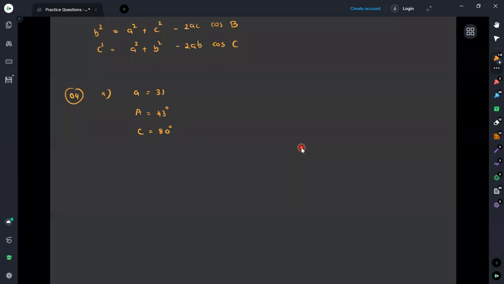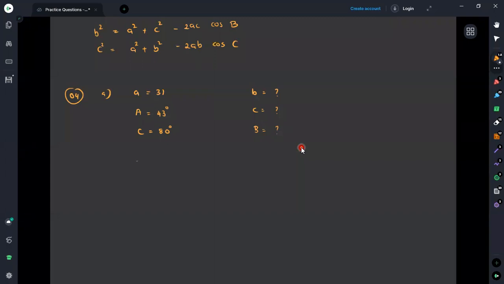This is the information that they have provided for us, and now they are asking us to solve the triangle, in the sense we need to find all three angles in the triangle and all three sides of the triangle as well. For the sides, we need to find the value for b and the value for c, and we need to find the value for the angle B. According to the summation of the internal angles of a triangle, what we know is it is equal to 180 degrees.